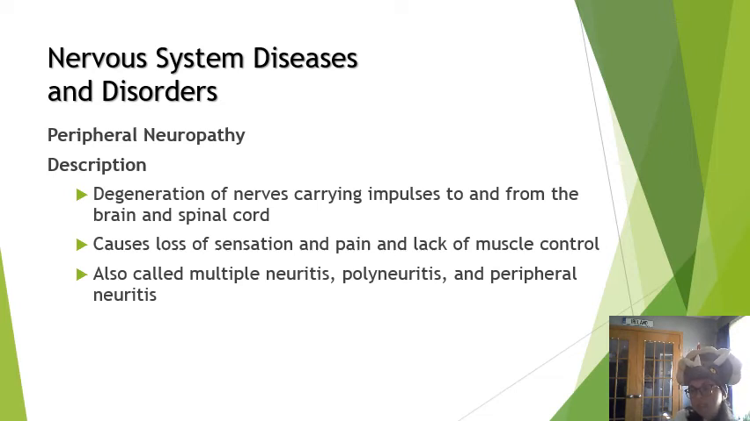Another nervous system disease is peripheral neuropathy. This is the degeneration of nerves carrying impulses to and from the brain and spinal cord. It causes a loss of sensation and pain as well as lack of muscle control. It has a rather phantom-like feeling. Other names of this condition are multiple neuritis, polyneuritis, and peripheral neuritis. Not much else to be said on this one here.